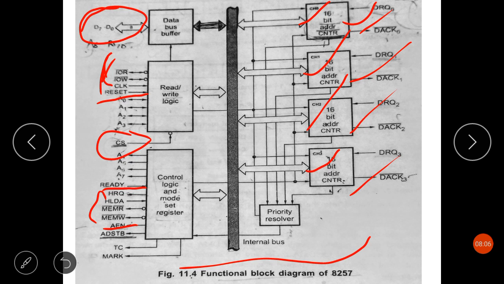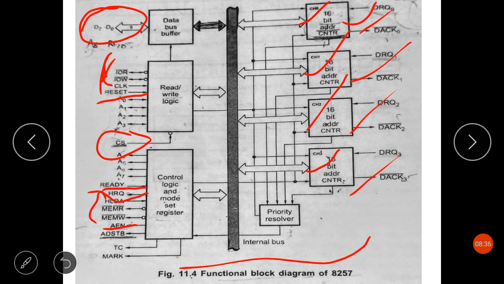Then we have HRQ, that is the hold request signal. As I've already told you, any valid DREQ, that is DMA request, causes the 8257 to issue the HRQ, the hold request signal. It is used for requesting the CPU to give up control of the system bus.